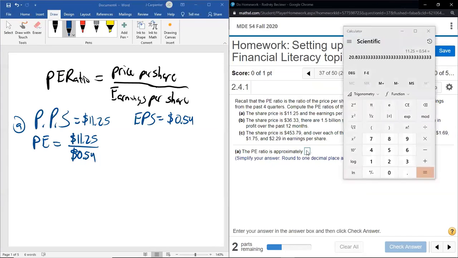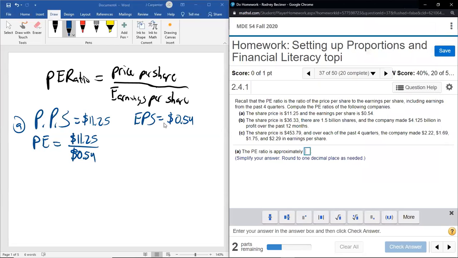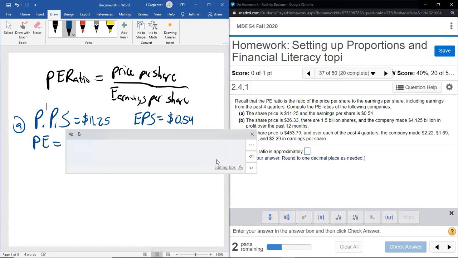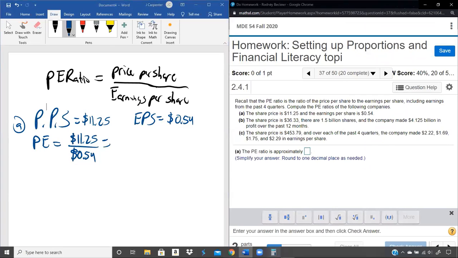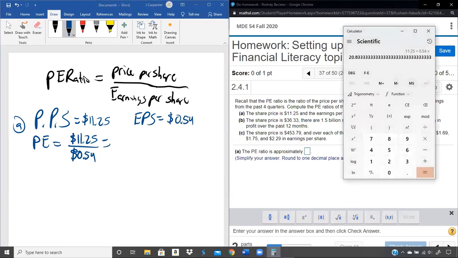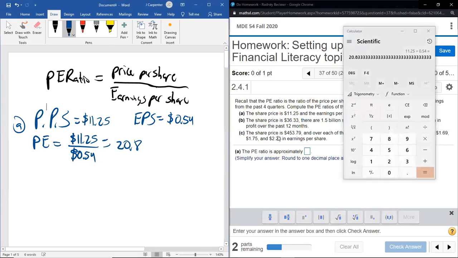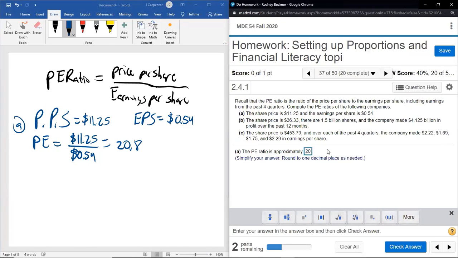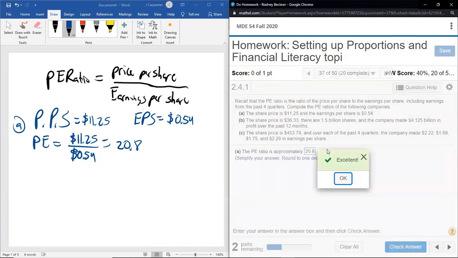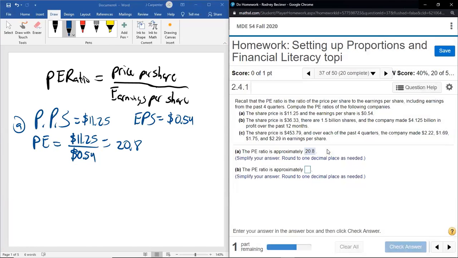All right, so rounding to 1 decimal, that would become 20.8. Now, it's not dollars. What we're going to talk about in chapter 3 is how units cancel when they're on top of each other like that. But you should get 20.8. It's actually a unitless value. Let's see if that's right. We got it right. 1 down, 2 to go. Now, A was the easy one, spoiler alert.